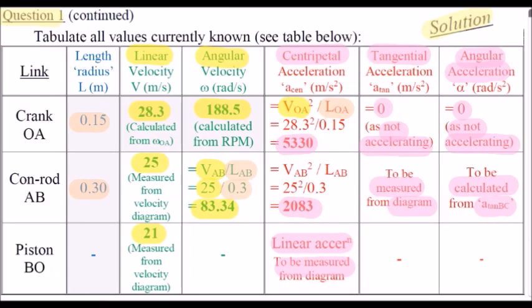And as with example one, here in question one, we now tabulate all the values that we know. The lengths from the question, the linear velocities that have been calculated or measured from the diagram, the angular velocities that have been calculated. And then we can determine the centripetal accelerations, and that will allow us to then draw the acceleration vector diagram from where we can find the other unknown entities in the table.